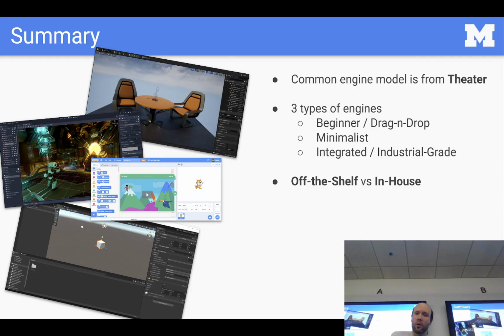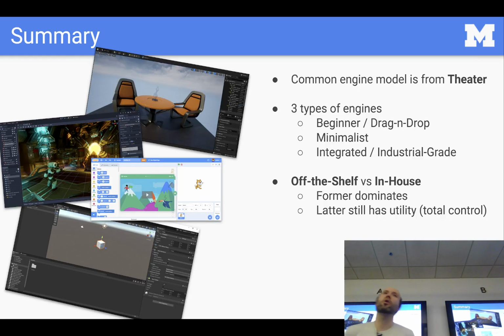Off-the-shelf versus in-house is a really, really important decision. Do you choose to make your own engine, or do you grab one off the shelf and customize it as necessary? The former usually dominates these days, off-the-shelf engines, but the latter really has importance, especially if you're an important team at a company like Sony. Sucker Punch must have the best particles in the industry. They will pay a premium to make sure they do, whatever it takes.